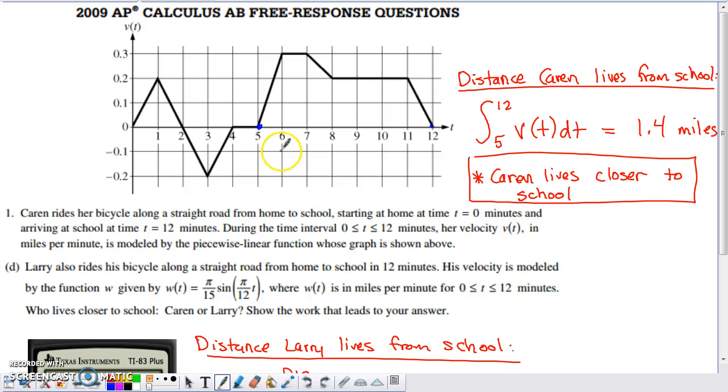An easy mistake to make is to take your answer from part B and say that Karen lives 1.8 miles from school, but we don't want to count any of the portion of the graph where she was going to school and then returning home to get her homework. We just want to count the portion of the distance from when she left to go back to school to when she finally arrived at school.